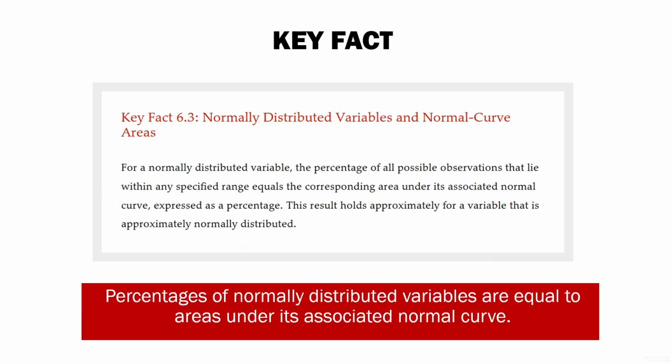That brings us to key fact 6.3, normally distributed variables and normal curve areas. For a normally distributed variable, the percentage of all possible observations that lie within any specified range equals the corresponding area under its associated normal curve expressed as a percentage. This result holds approximately for a variable that is approximately normally distributed. What this means is that percentages of a normally distributed variable are equal to the areas under its associated normal curve. And that's for brevity. Most of the time, that's sort of how it is paraphrased.